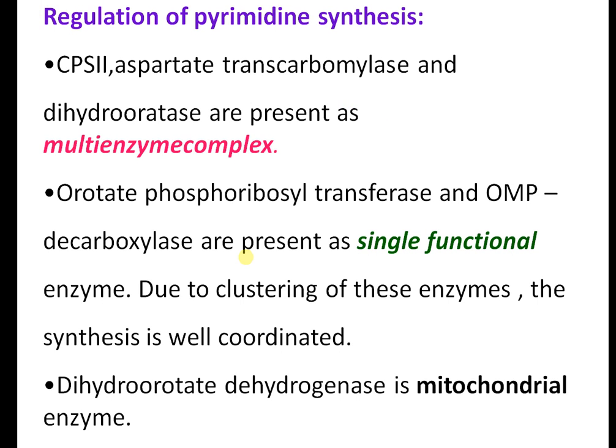Regulation of pyrimidine synthesis: carbamoyl phosphate synthetase 2, aspartate transcarbamoylase and dihydroorotase are present in a multi-enzyme complex. Orotate phosphoribosyl transferase and orotidylate monophosphate decarboxylase are present in a single functional enzyme. Due to the clustering of the enzymes, the synthesis is well coordinated. Dihydroorotate dehydrogenase is a mitochondrial enzyme.